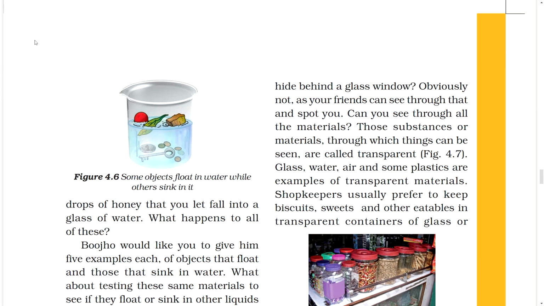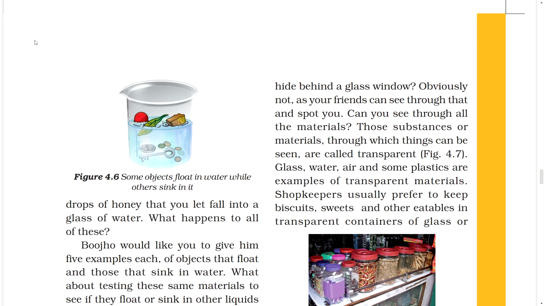Hide behind the glass window? Obviously not, as your friends can see through that and spot you. Can you see through all the materials? Those substances or materials through which things can be seen are called transparent. Glass, water, air, and some plastics are examples of transparent materials.